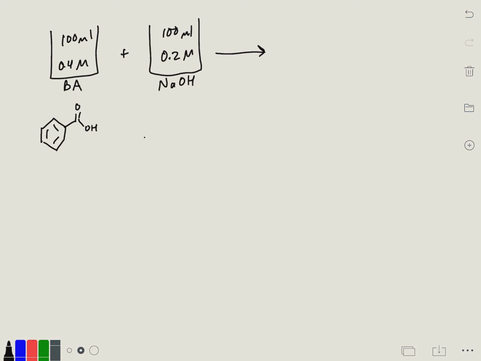So that's benzoic acid, obviously sodium hydroxide. We're going to get the salt of this, the carboxylate ion, because our acid now is going to be missing its hydrogen. This would be sodium benzoate with the sodium there. Let's call that sodium benzoate, and we're going to get some water.